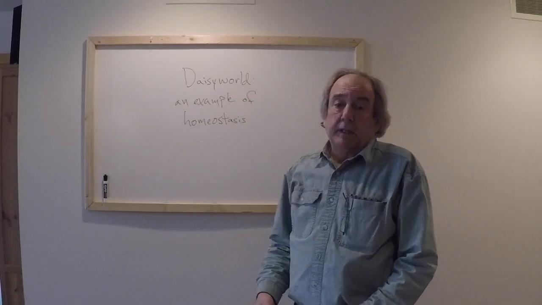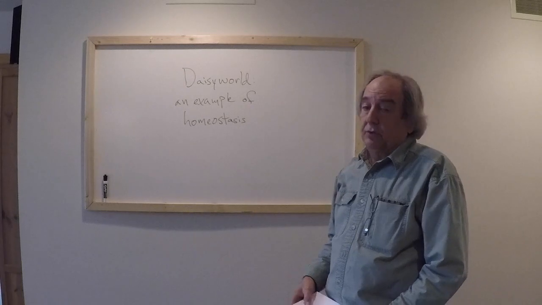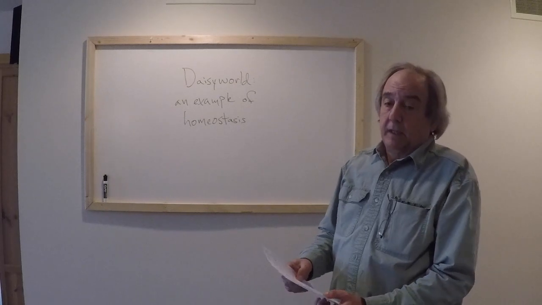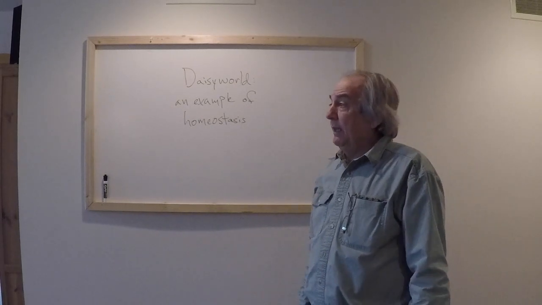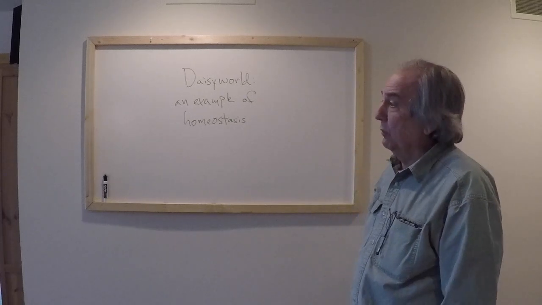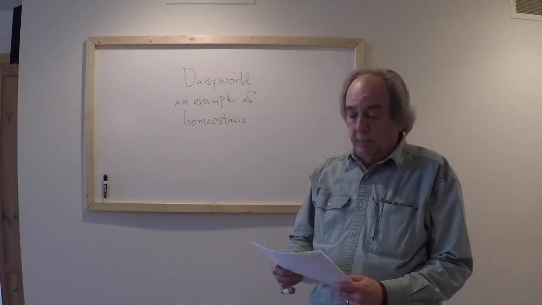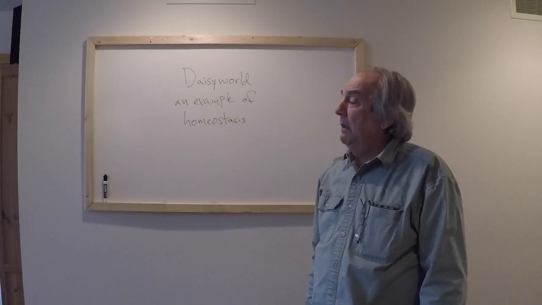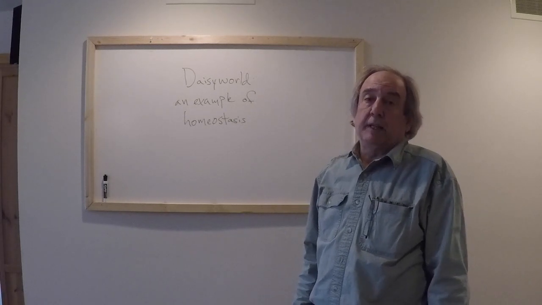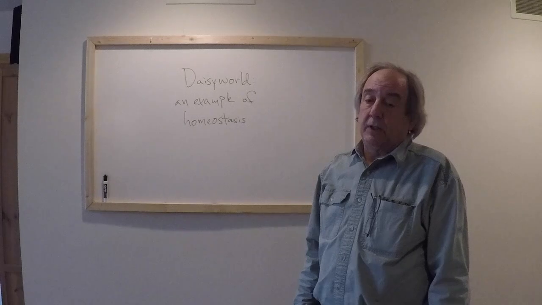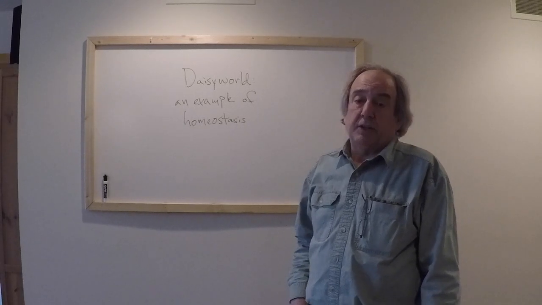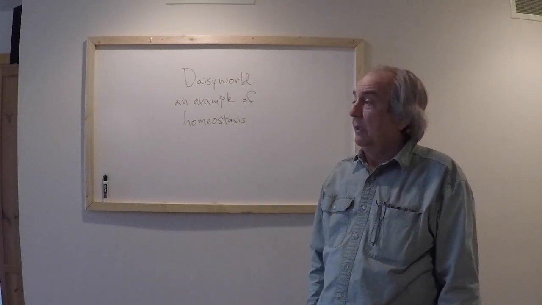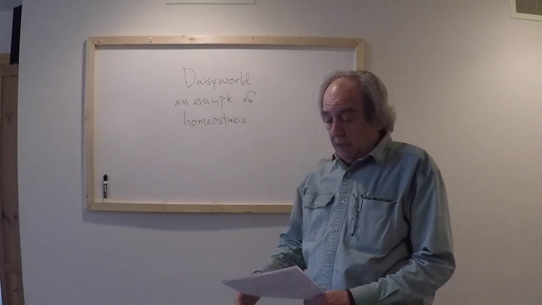Daisyworld is a planet occupied by two different species of daisies. One is black and one is white. Daisyworld has a sun that provides warmth through luminosity, and we'll get into that a little bit. And finally, Daisyworld has a minimal atmosphere and negligible greenhouse gases. So the surface temperature of Daisyworld is determined largely by the albedo of the surface, and the average temperature is some integral of that.